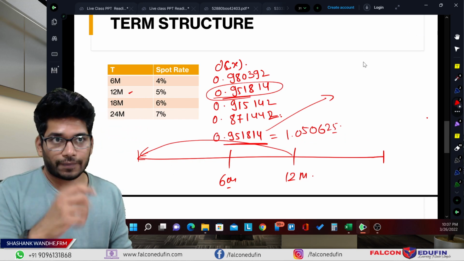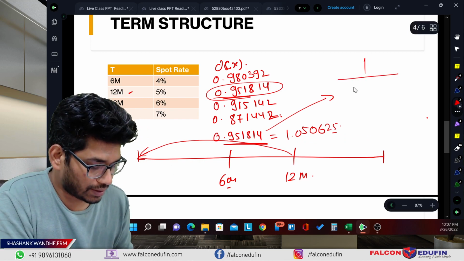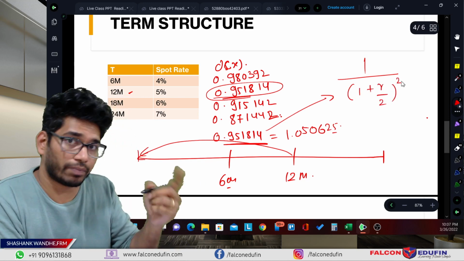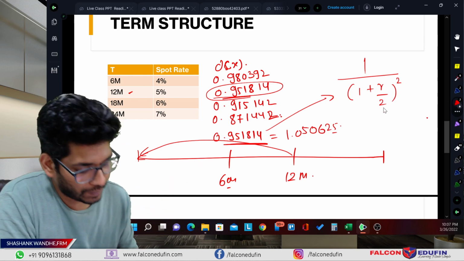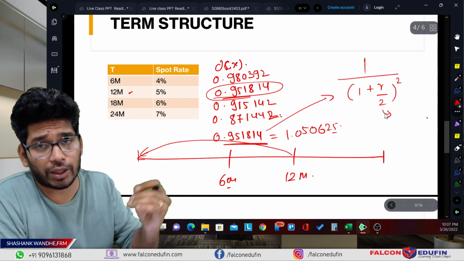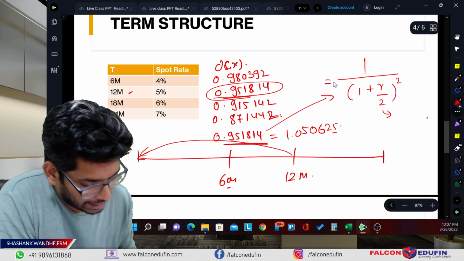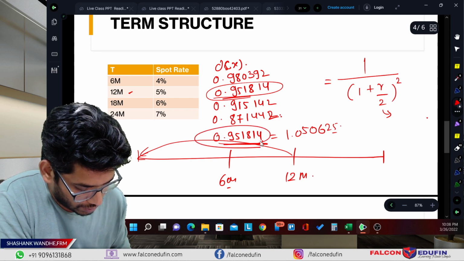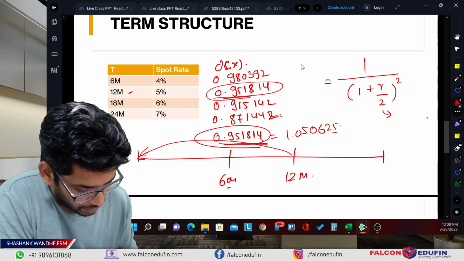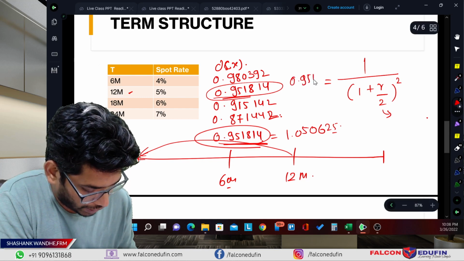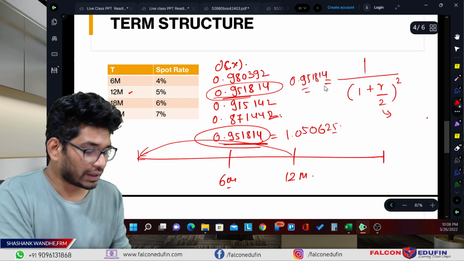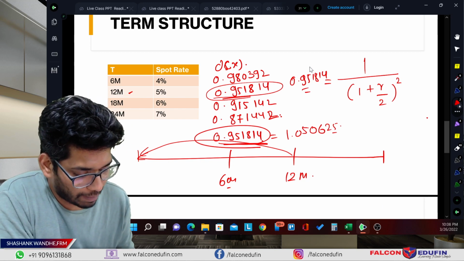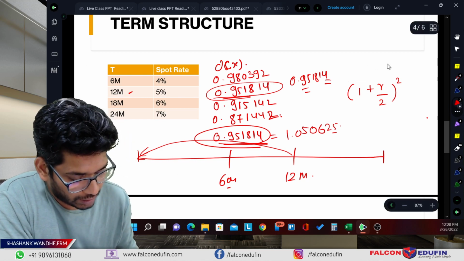How do we arrive at the second discount rate? So for this, just understand the formula, which is 1 plus r divided by 2 to the power 2, because it is for the 12 months and 6 months and 6 months, right? This 2 is divided, like we are dividing it by 2 because it is for the 6 months. And the result was this, 0.951814, like this. Now what we did here, we used 1 by x. So when you use 1 by x, you are getting this particular part.